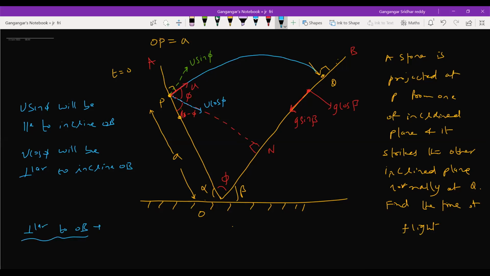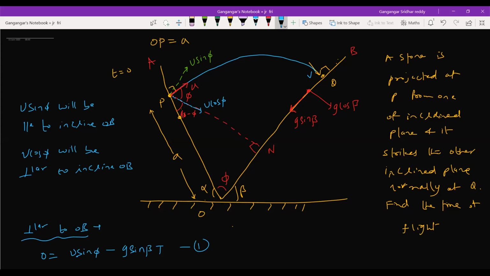Perpendicular to OB. What is the final velocity? It will strike normally here, no? It will strike normally at Q. So therefore, what will happen to U sine phi by the time when it moves from P to Q? It will become 0. It is striking normally. So 0 is equal to U sine phi minus g sine beta times time of flight.